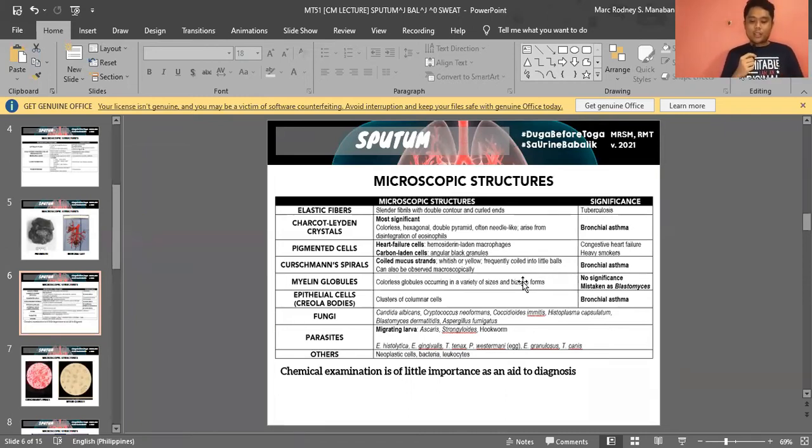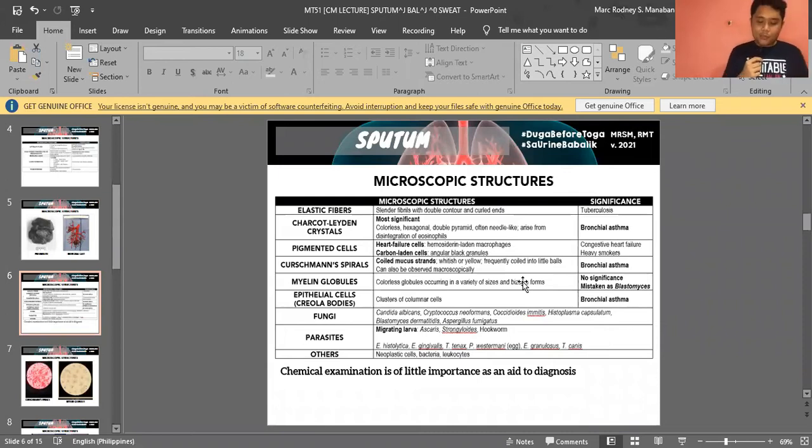Because this was found in the old editions of Henry's, around the 15th, 16th, or 17th edition. Now it's the 23rd edition of Henry's. So, the board of examiners take items from here. Please take note: myelin globules in sputum have no significance, but you need to remember that they may resemble Blastomyces. Okay, take note of that.